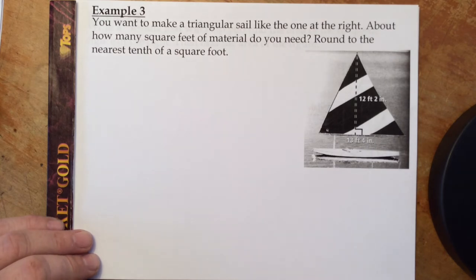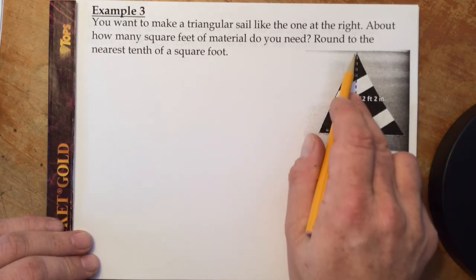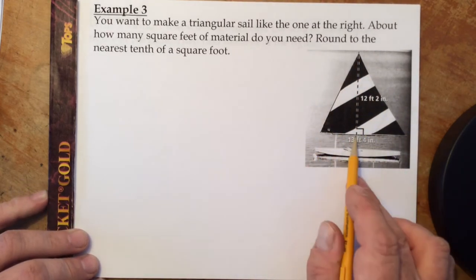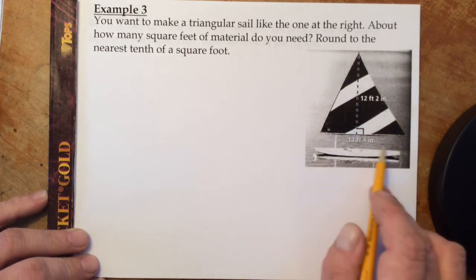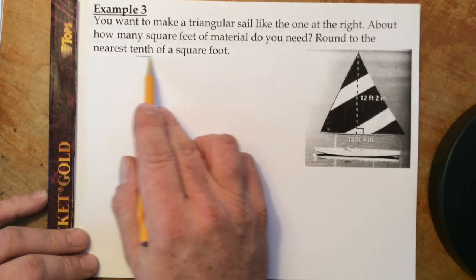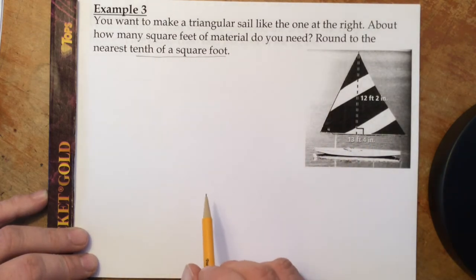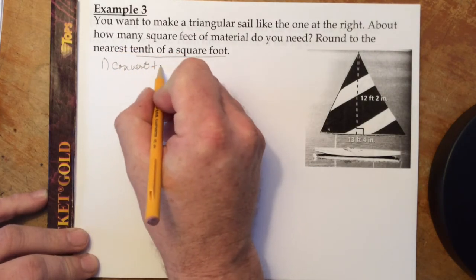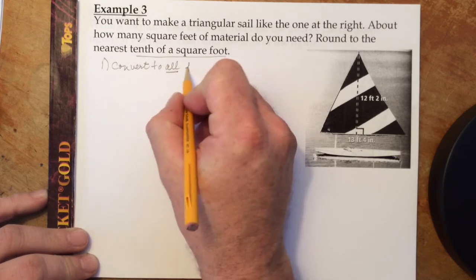Example 3. You want to make a triangular sail like the one at the right. About how many square feet of material do you need? Round to the nearest tenth of a square foot. Now in this particular problem, of course this represents a triangle. It almost is a triangle. And they give us the base, and they give us the height, one of the heights and bases of it. The problem is we have everything in feet and inches here, and they want everything in square feet only. So the first thing we need to do is convert to all feet.